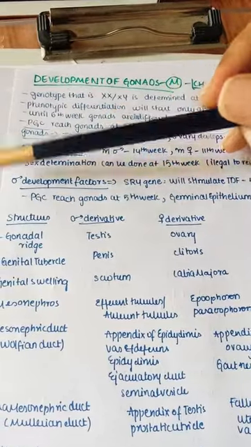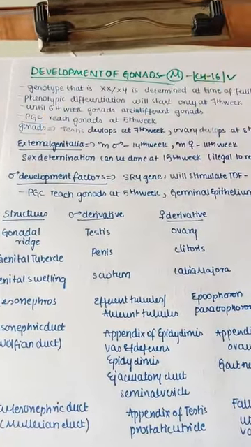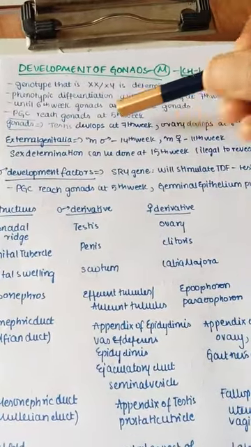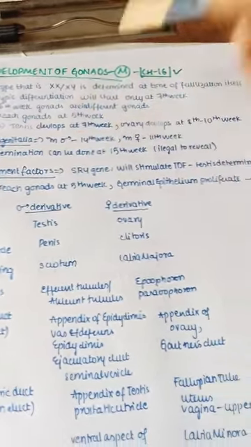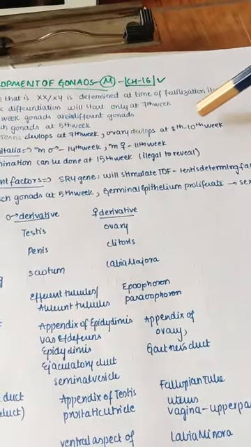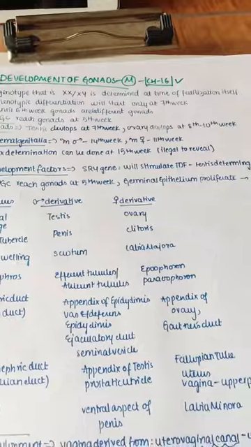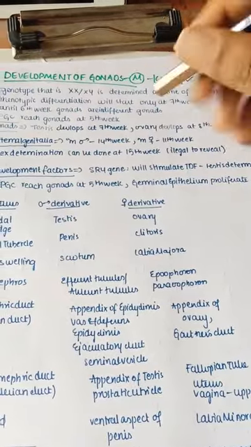But the PGC, that is the primordial germ cells, reach the gonads at the 5th week. The testis develops at the 7th week and the ovary develops at the 8th to 10th week. So first the testis forms, and later the ovary develops. Of course, in male the testis forms, in female the ovary forms.